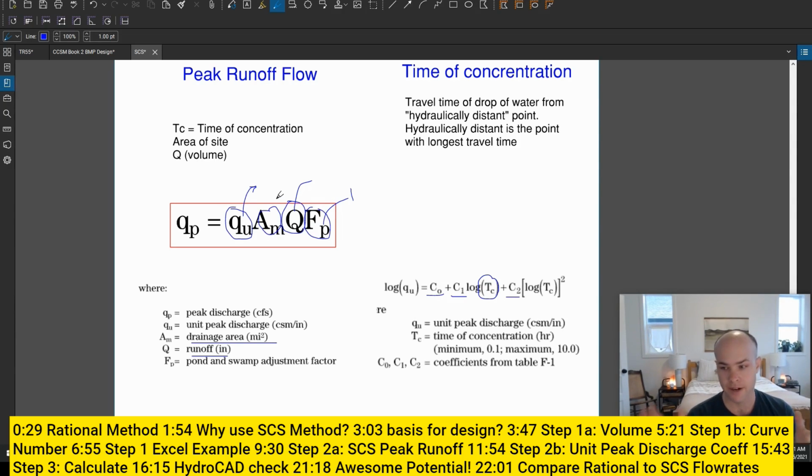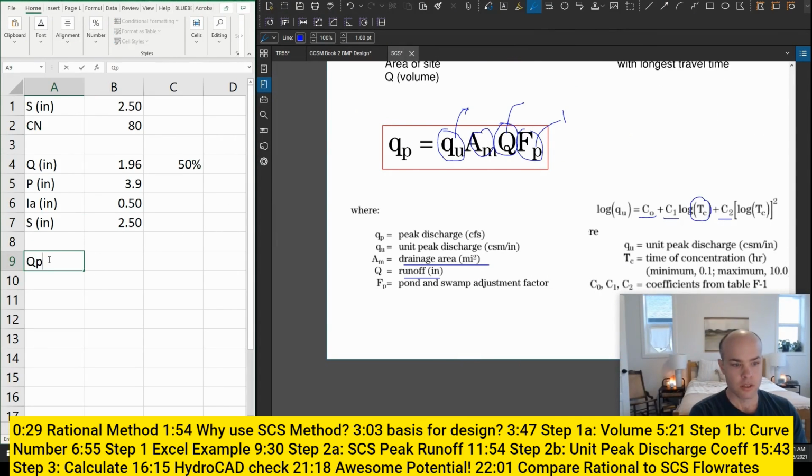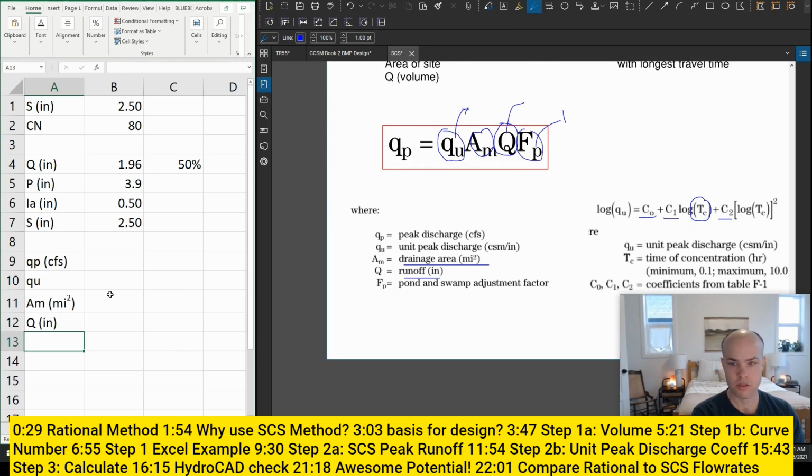So a lot of different stuff going on in this equation. You can see why software is very helpful to figure it out. But I'm going to show you how to do that. So let's look at that. So now we're going to be looking at Q peak in CFS, QU, AM in square miles, Q in inches, FP, which is just normal. I'm going to just set this as 1. Here's my area in miles.